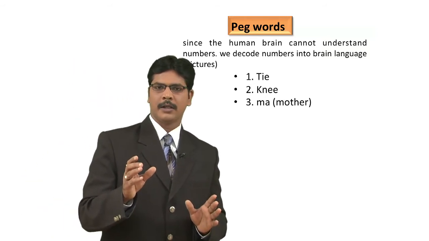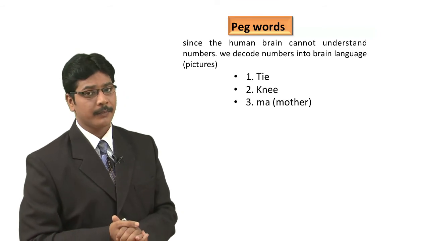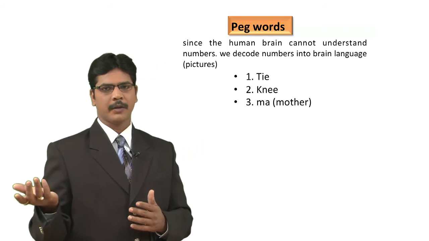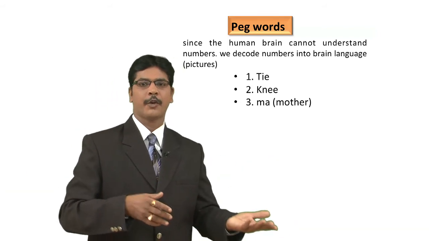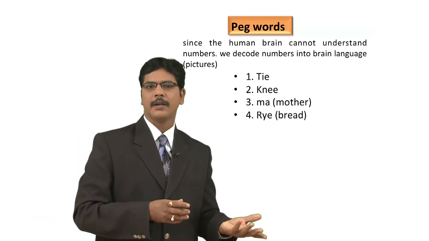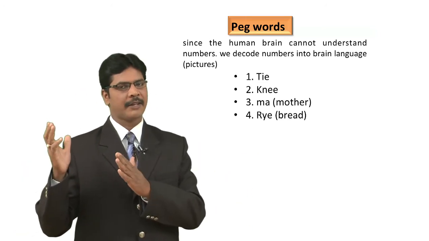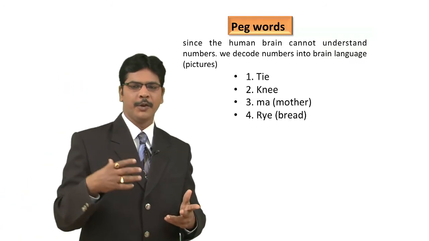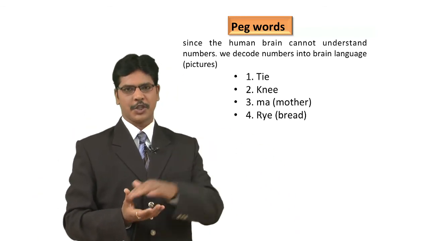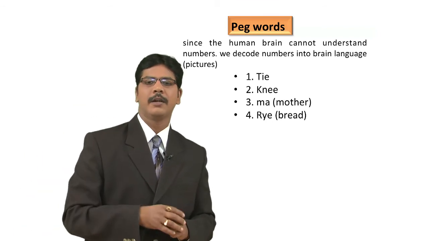I told you that the human brain cannot understand numbers as they are, because numbers mean nothing to your right brain. For your left brain, numbers mean something. But for your memory, all the literature and numerics mean nothing. The right brain only understands the language of pictures. So what you have to do in these PEG words is convert the text into the form of pictures. That's what we do in the PEG words. Now we'll start off with the PEG words.